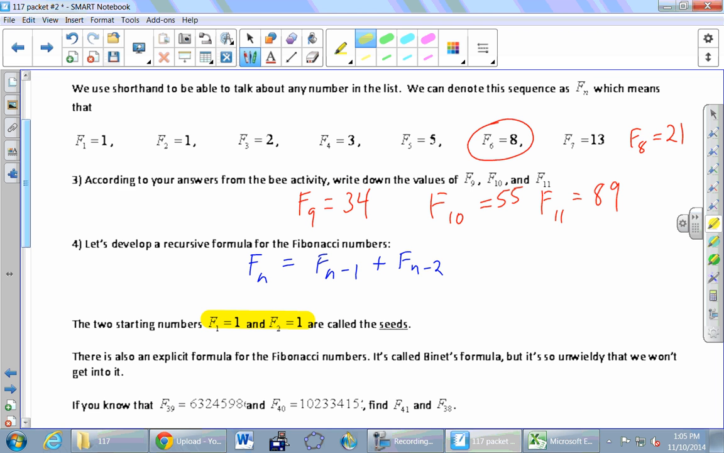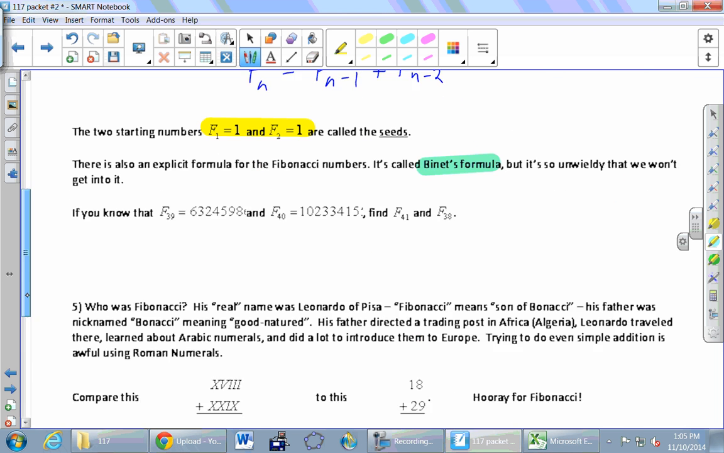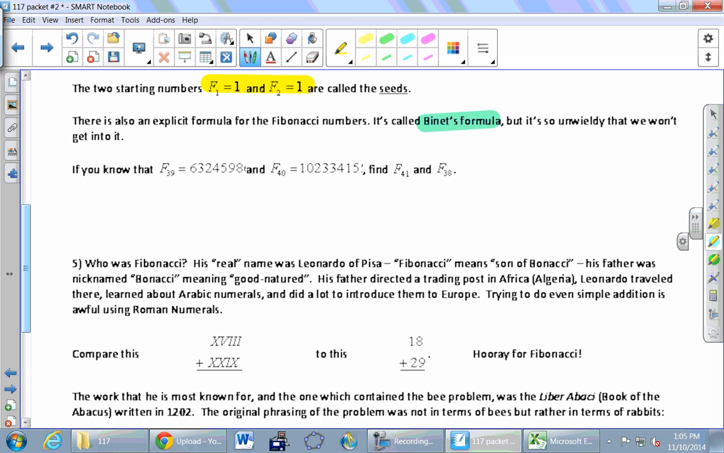So there is an explicit formula that will get you the Fibonacci numbers directly. In order to get the 20th Fibonacci number, we would need to get the first 19. There is a way to get the 20th directly. It involves something called Binet's formula, which you can look up. It is quite complicated, but we're not going to worry about it. But I would like us to be able to answer questions like this.